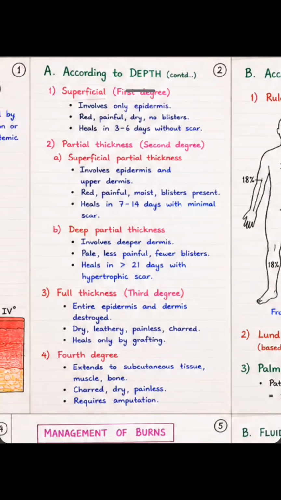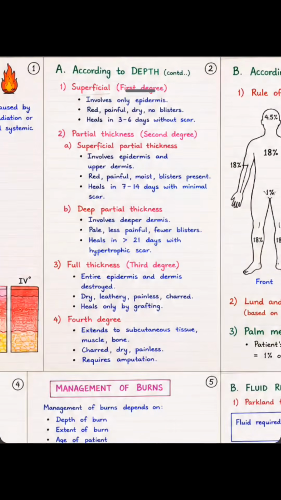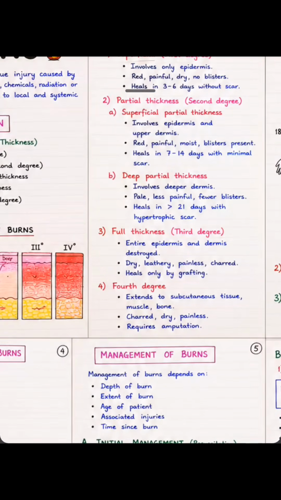Then finally, fourth degree burn. This extends beyond the skin into the subcutaneous tissue, muscle, bone. It is very severe and may require amputation. Okay, so the one line revision of all the types of burn according to depth: first is epidermis, second is partial dermis, third is full skin and fourth is muscle and bone. So these are all the 4 degrees of burns.